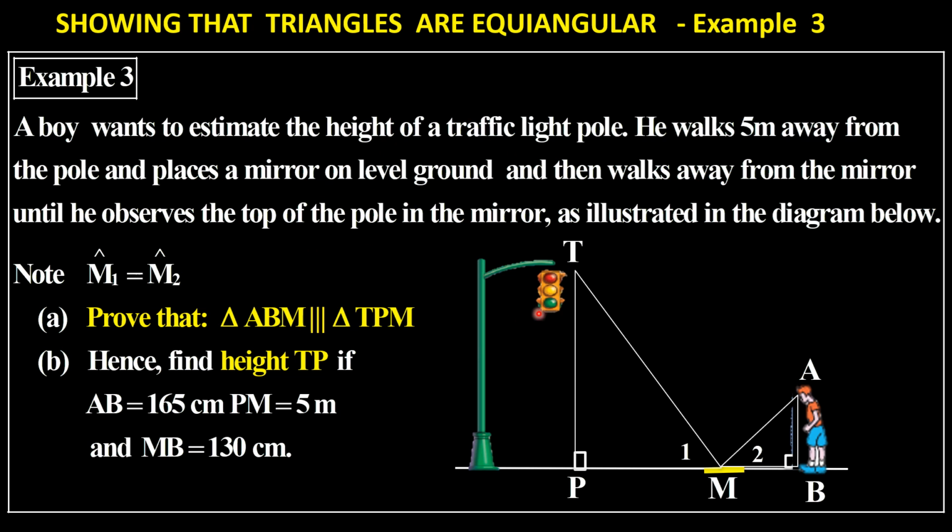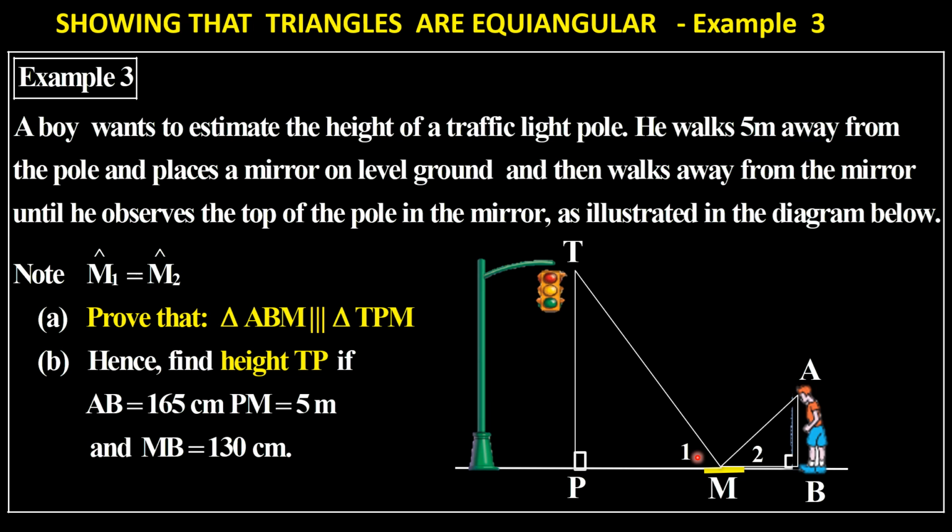Let's look at this situation here. A boy, right, he wants to estimate the height of this traffic light pole. He wants to estimate how high is that pole, right? Now, to be able to do that, he's not able to actually measure the pole. It's very high, I won't be able to measure it there, but he's going to make use of some mathematics and trigonometry to help him here. He moves away from the pole. He moves 5 meters away from the pole, and he places a mirror on level ground, right?